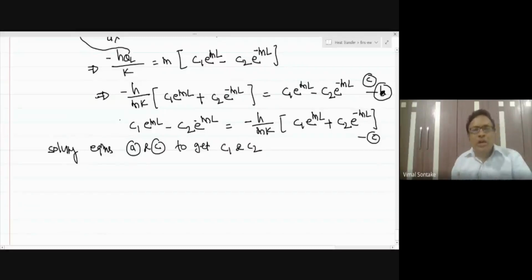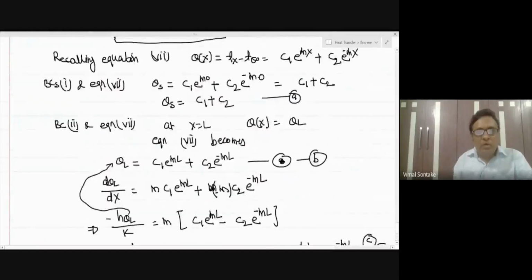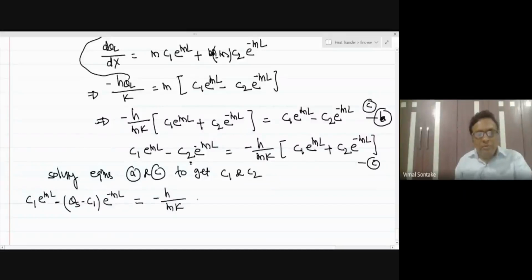So let us do this exercise to get the value of C1 first. Now I can put the value of C2 into equation C from equation A. What is that? C2 can also be written as theta s minus C1. So C1 e to power ml minus, I am putting the value of C2 from equation A, that is theta s minus C1 e to power minus ml, and the right hand side is minus h over mk C1 e to power ml.